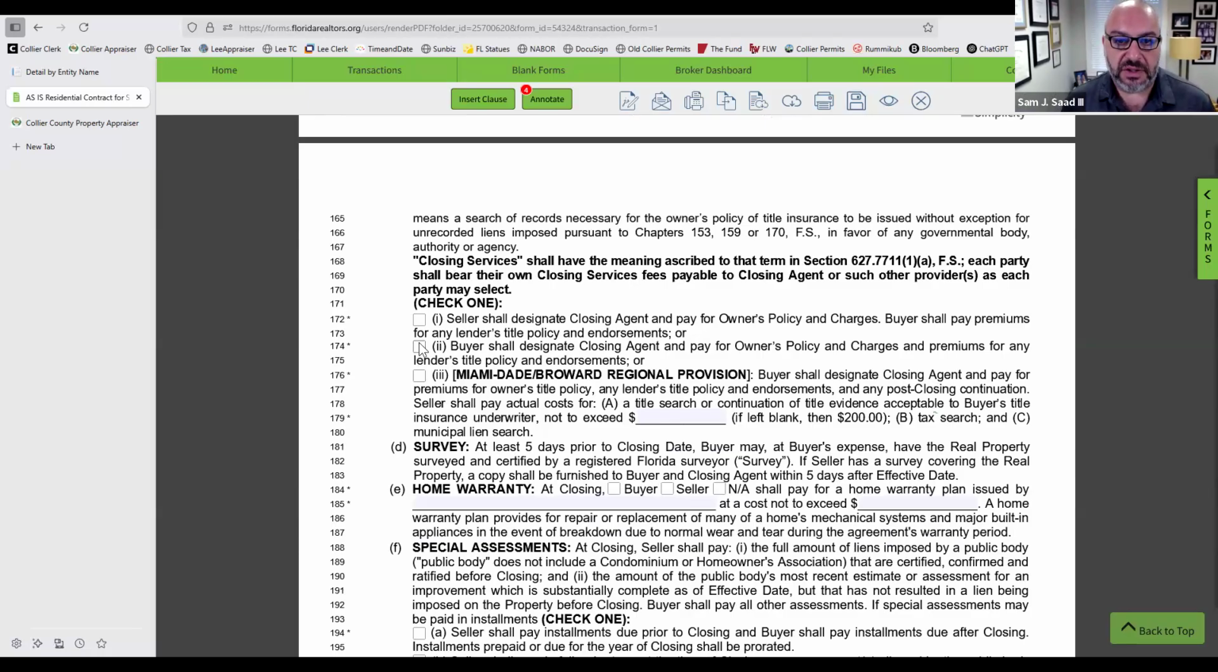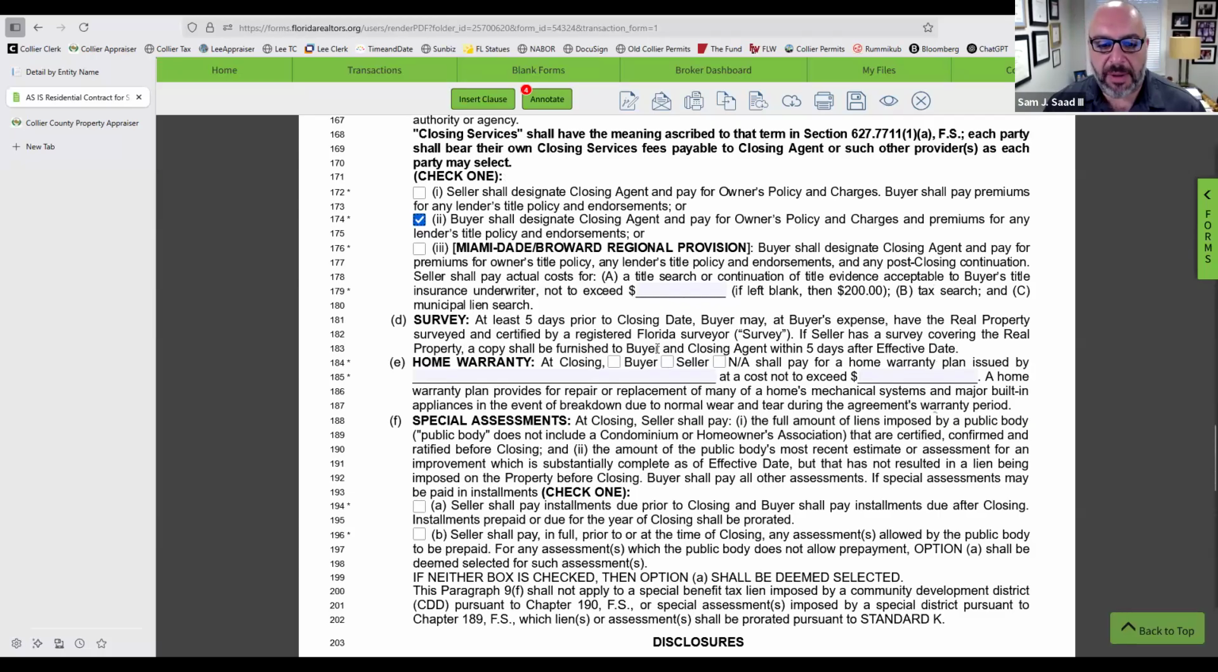FRBAR gives you options. FRBAR says seller shall designate the closing agent and pay for the owner's policy, or the option is buyer shall designate and pay for policy, and then you have a special Miami-Dade provision that we're not going to get into today. Now, this is Collier County. By tradition in Collier County, the buyer pays for title, not by contract, not by law. It's totally negotiable, but we're going to stick with tradition today, and we're going to have the buyer pay for title.